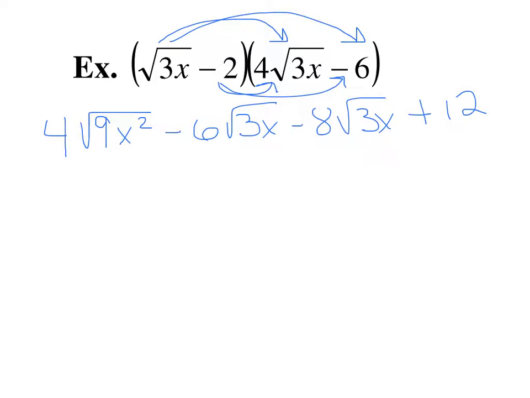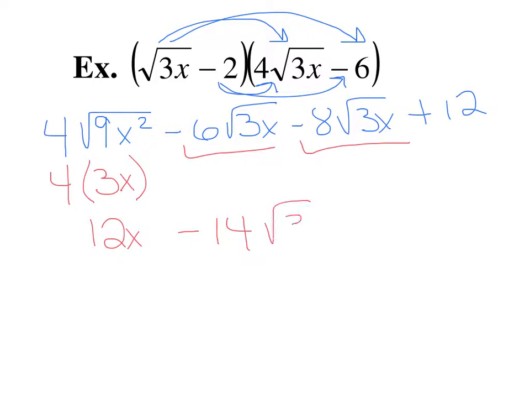is positive 12. So now some simplifying. Square root of 9x squared is 3x. So that makes 12x. These are like radicals. Negative 6 minus 8 is negative 14, square root of 3x. And we have this positive 12 on the end. And that looks like it, because this time these two terms are not like terms, so we won't be able to add them this time.